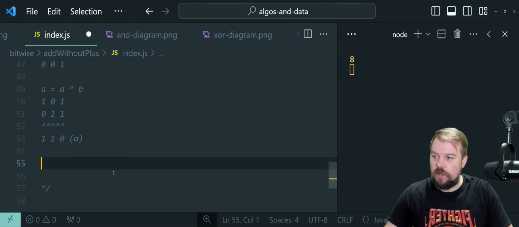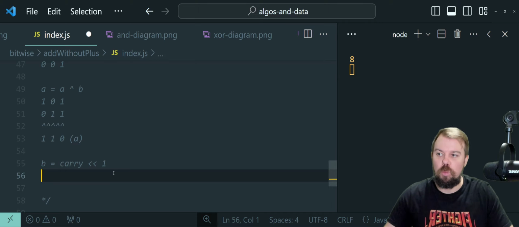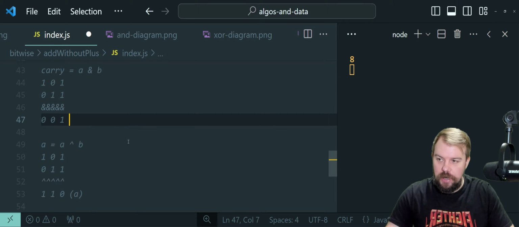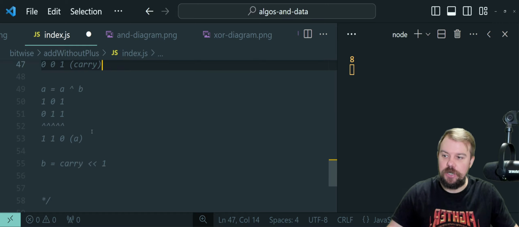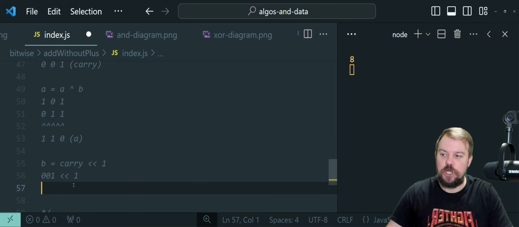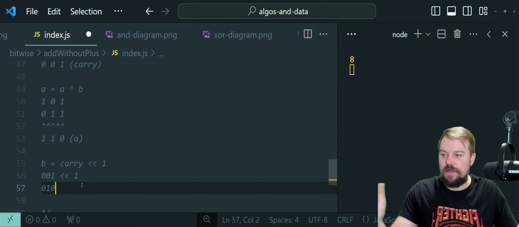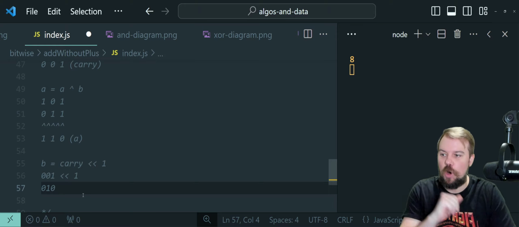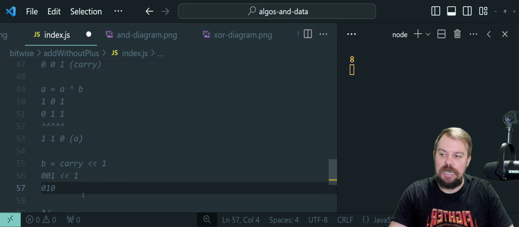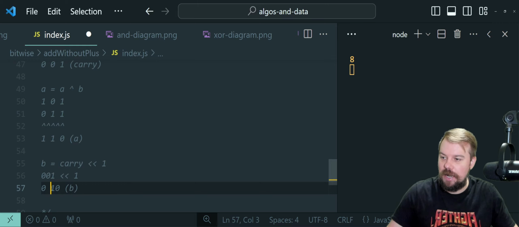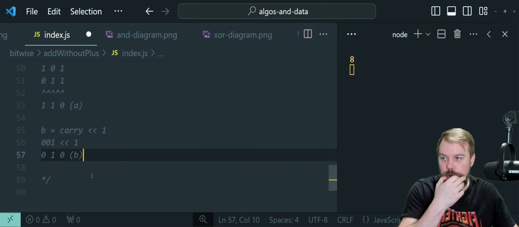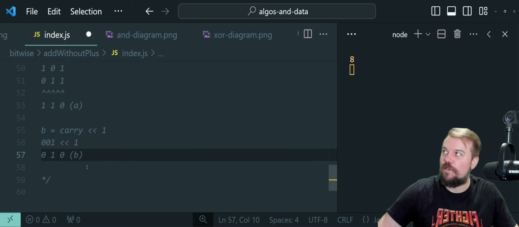Next, we are going to reassign B to be whatever the carry currently is, left shifted by 1. If we scroll back up to the carry, just so we can visualize a bit easier, our carry is 0, 1, 1, and we're going to left shift that by 1. So what we're looking at here is we take 0, 1, 1, basically add a 0 in front of it and move it left over 1 position. So basically we just shift that left over 1 and stick a 0 behind it, and that is our new B value. And just to be consistent, I've been doing spaces in the binary values on all these, so we're going to expand it out to be consistent. So there you go. There is our first iteration.